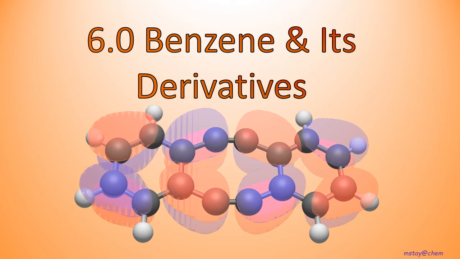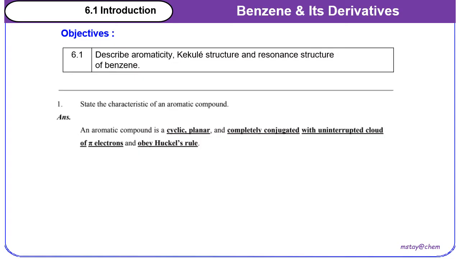In this video, we're going to start chapter 6, Benzene and its derivatives. In this video, we focus on the aromaticity of benzene, its chemical structure, and the resonance structure of benzene.